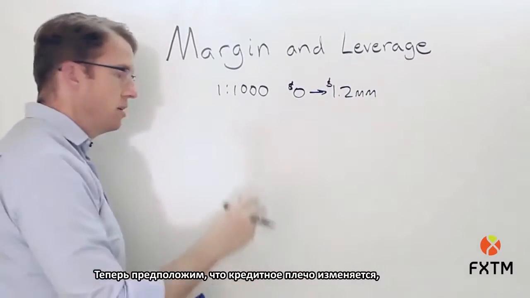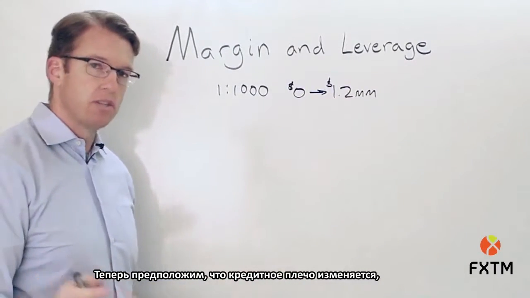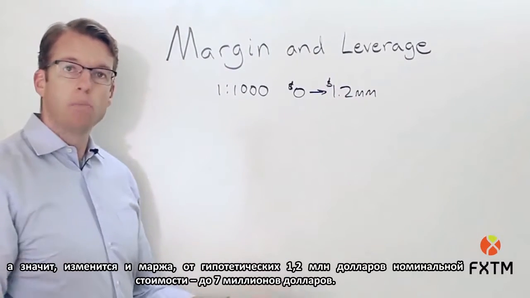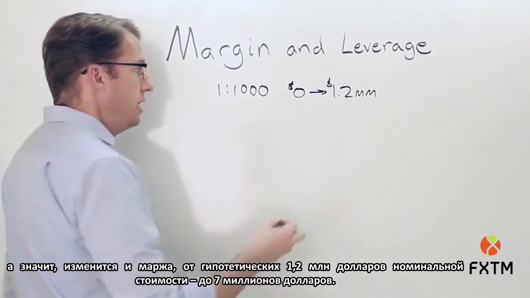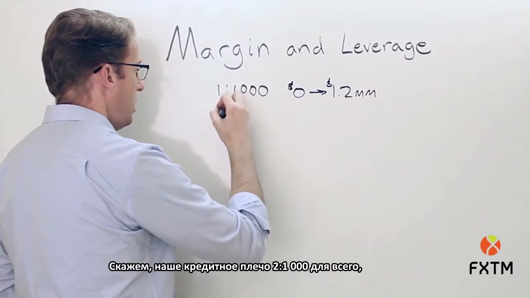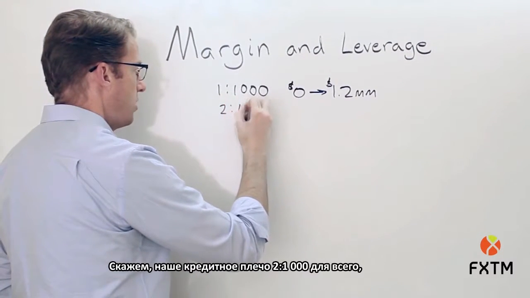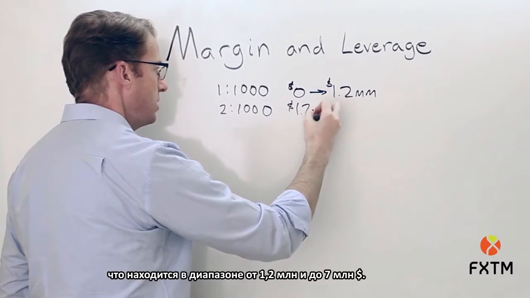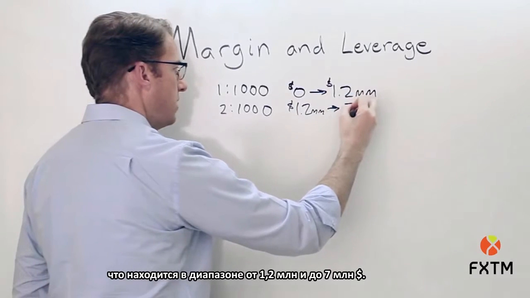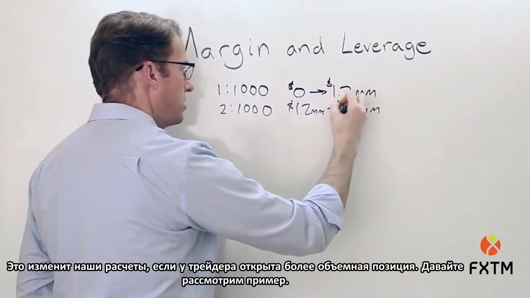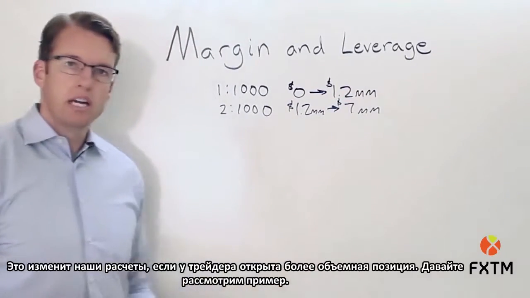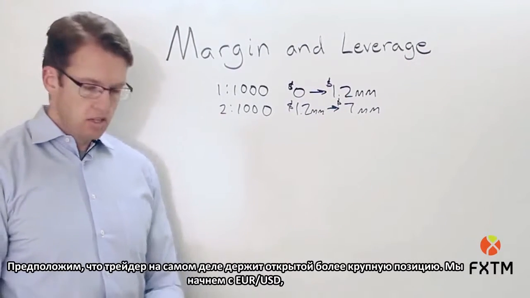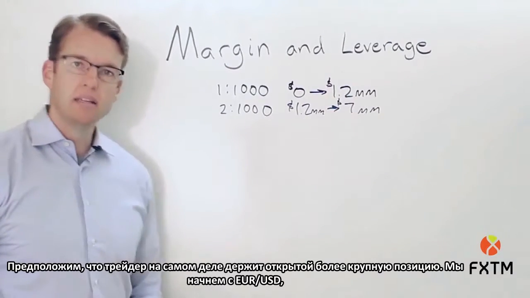Now let's assume that the leverage ratio changes, so therefore margin is going to change for anything from hypothetically $1.2 million in notional value to $7 million. So we'll say 2 to 1,000 is our leverage ratio there for everything from 1.2 million on up to $7 million. Now that's going to change our calculation if a trader is holding open a larger position. So let's do an example. Let's say that a trader is in fact holding open a larger position.